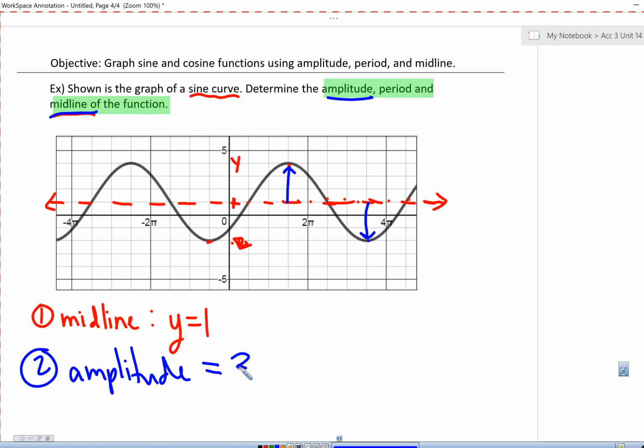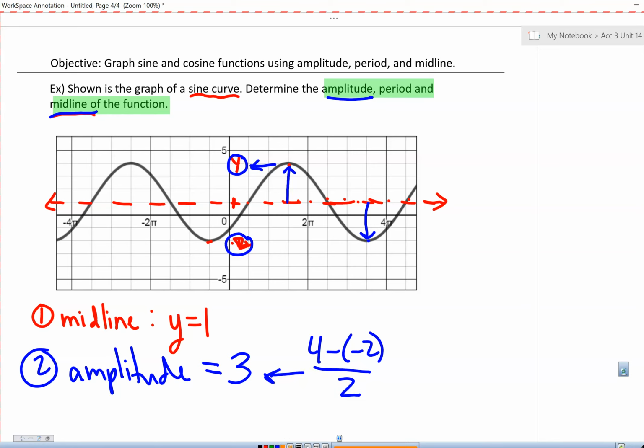So our amplitude is 3. Another way would be to do the math and take the maximum y value, which is 4, subtract the minimum y value of -2, and then divide that by 2 to get half of it. And that is, of course, 6 divided by 2, which is also 3. So you could get your midline that way.